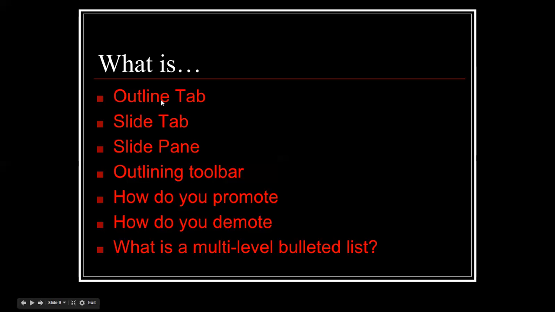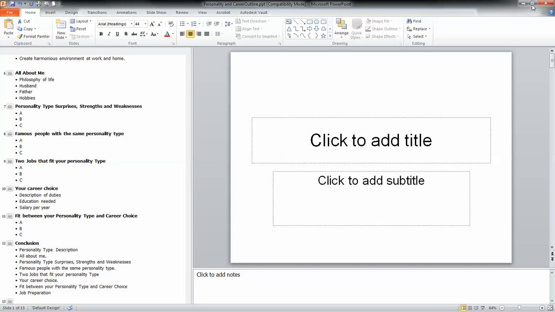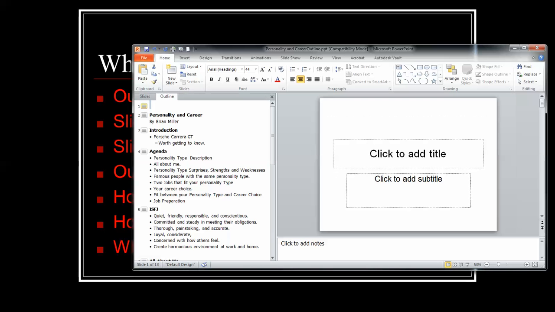What is the outline tab? Okay, what is the slide pane? What is the outlining toolbar? Skip that one. We don't have an outlining toolbar anymore. How do you promote? How do you demote? And what is a multi-level bulleted list? Well, here, let me just show this to you real quick. I'm going to shrink this down. Alright, write these things down.